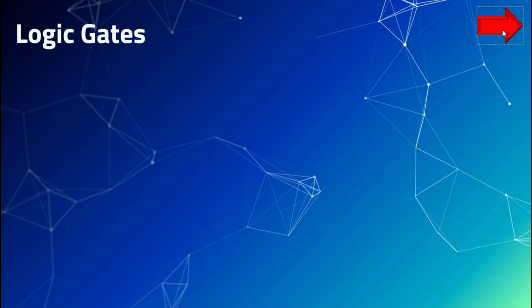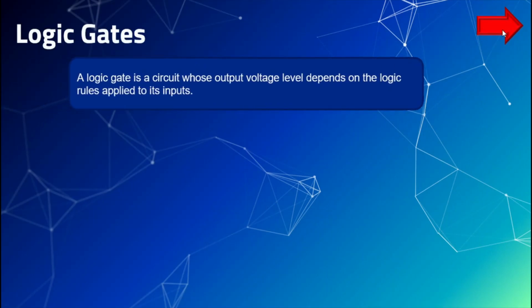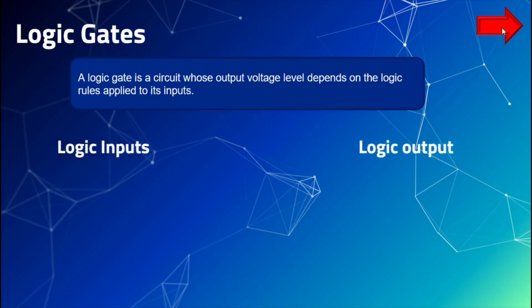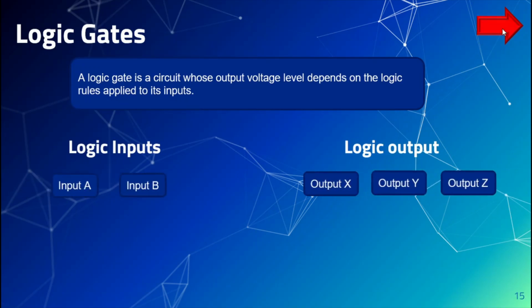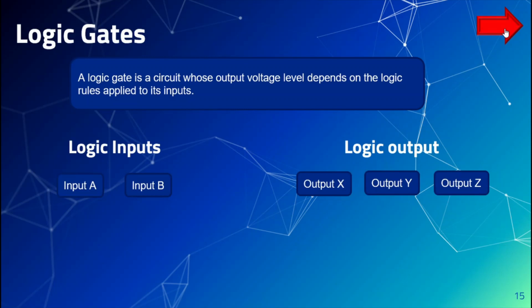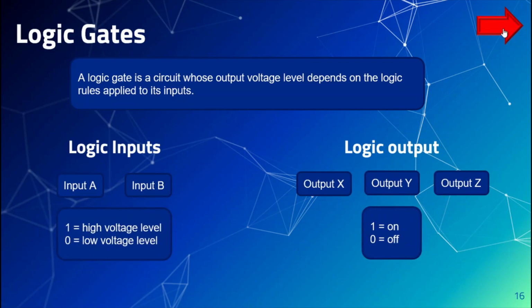What is a logic gate? A logic gate is a circuit whose output voltage level depends on the logic rules applied to its inputs. The logic inputs are labeled A and B. The logic output is labeled either X, Y, Z, or sometimes Q. The logic inputs and outputs are ones and zeros. 1 means high voltage level or on. 0, on the other hand, means low voltage level or off.